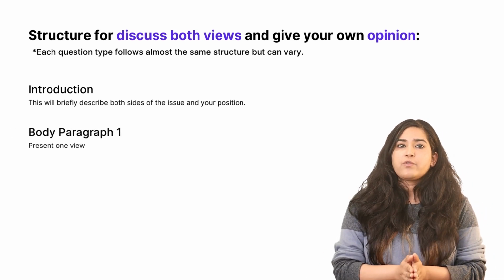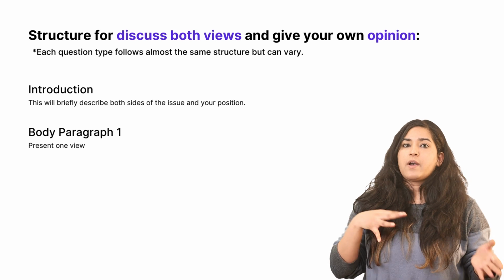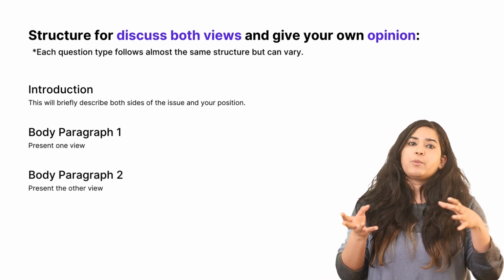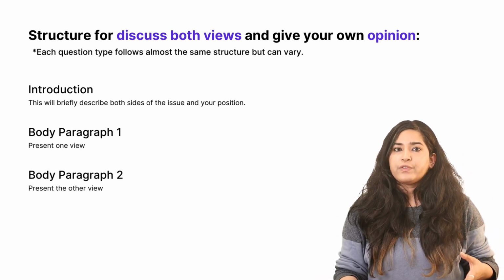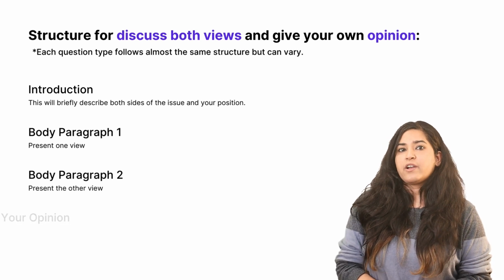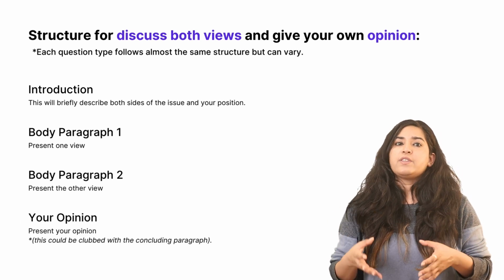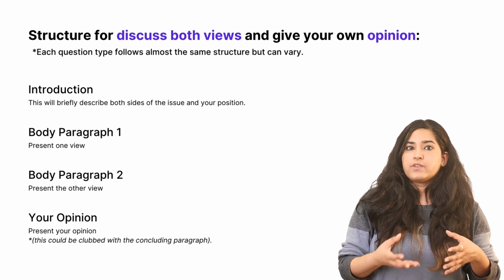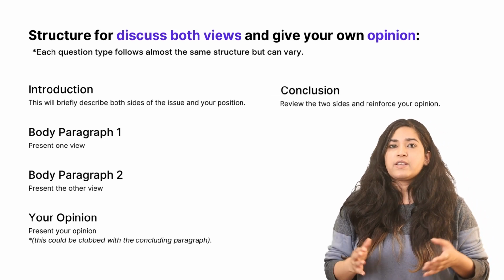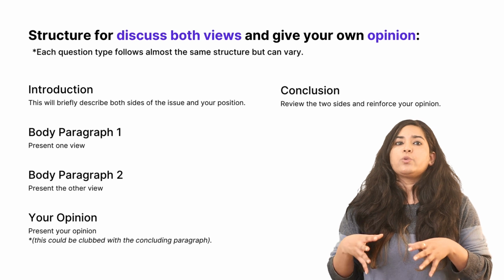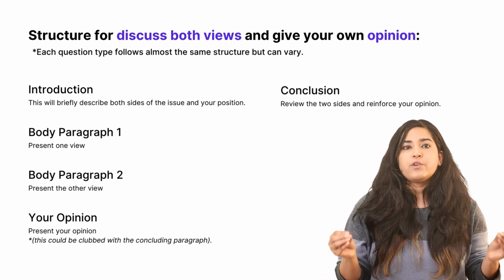The second paragraph would be body paragraph number 1, where you have one view. Third paragraph would be body paragraph 2, where you present the other view. Then you will have paragraph 4, which is your opinion. Now this could be clubbed in with the concluding paragraph as well. The 5th paragraph, as we know, is the conclusion, where you will review the 2 sides and again reinforce your opinion.